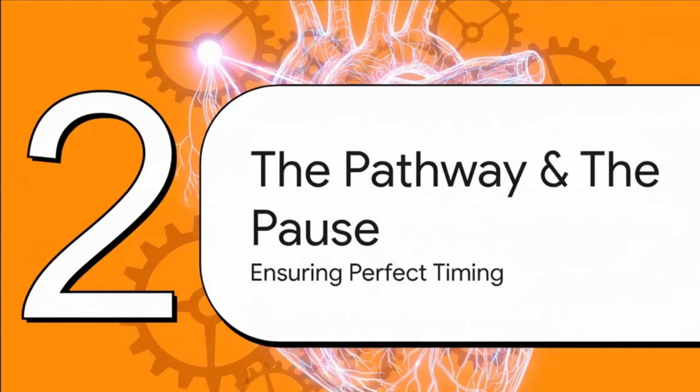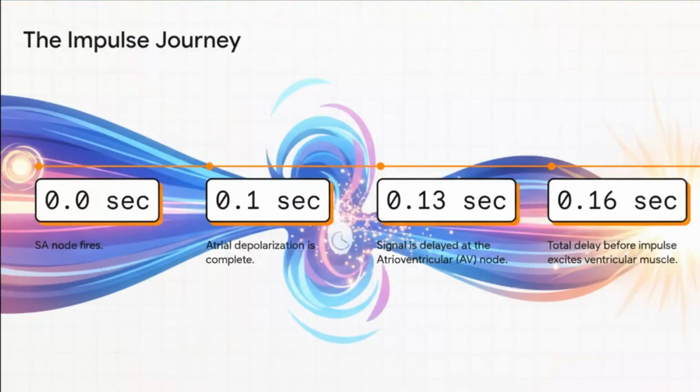So once the SA node fires, that signal can't just spread out randomly. No, it has to follow a very precise pathway that has a crucial built-in pause. This is all about engineering perfect timing for the most efficient pump possible. So check this out. The impulse fires from the SA node and zips across the atria pretty quickly, causing them to contract. But then it hits the next major hub in the network, the atrioventricular, or AV node. And here, something really important happens. This signal gets held up. It's intentionally delayed for about 1/10 of a second. It's a tiny pause in the grand scheme of things, but it is absolutely vital.